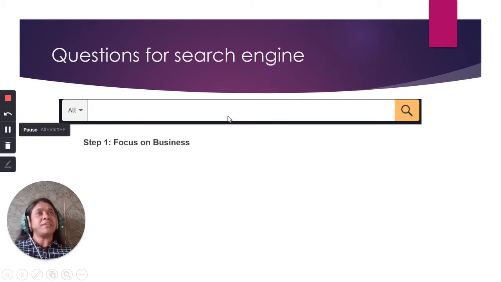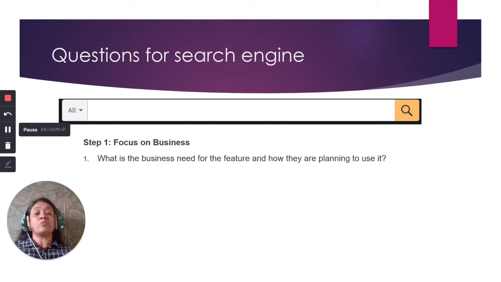So step 1 says focus on business oriented questions. With that, the first question that comes to my mind is what is the business need for the feature and how are they planning to use it? It is very vital for us to understand the business need behind a feature. In our search engine example, it is quite obvious that the business users will use the search engine to search and retrieve products much faster and efficiently.